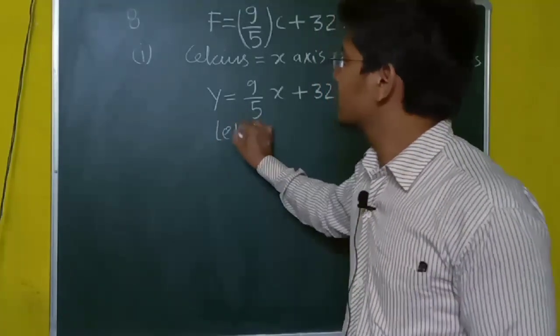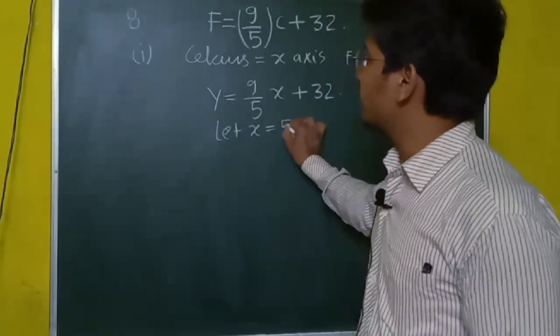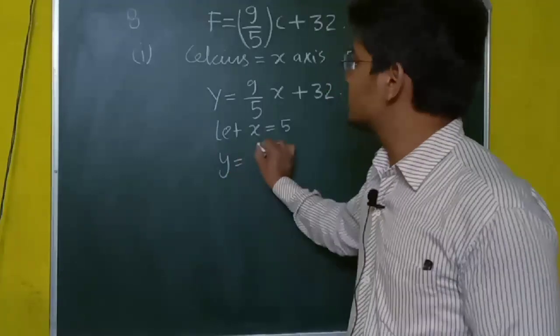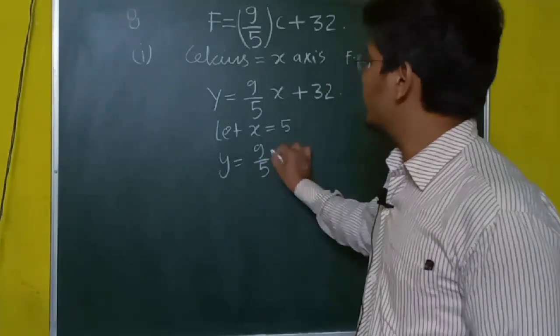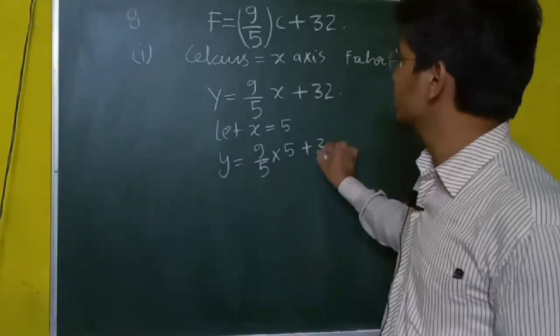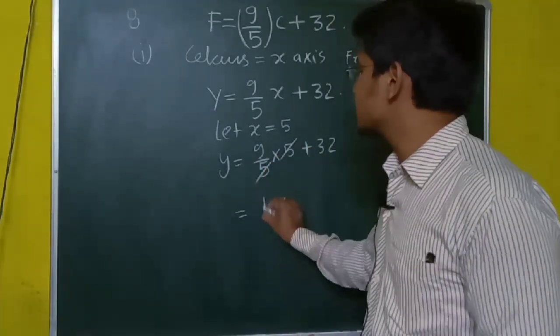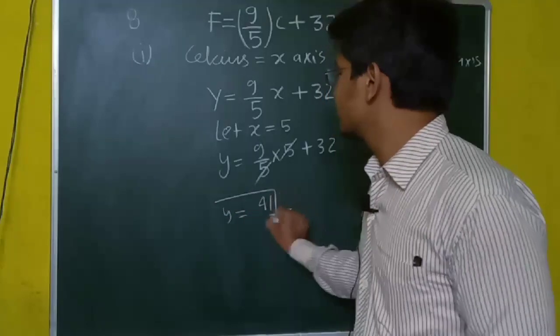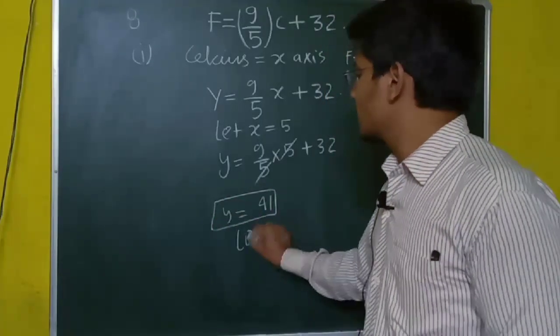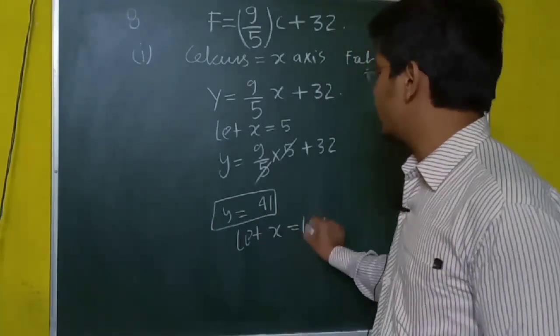let x equal 5, so y equals 9 upon 5 into 5 plus 32. So the 5s cancel. We have 32 plus 9, which is 41. Now let x equal 10.